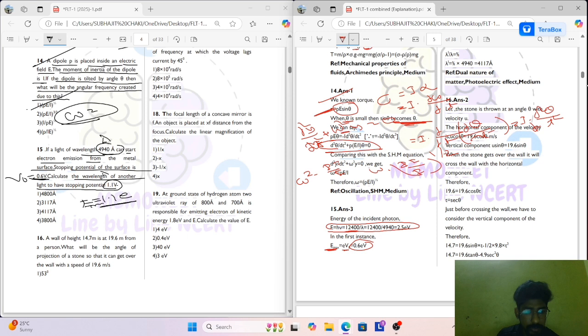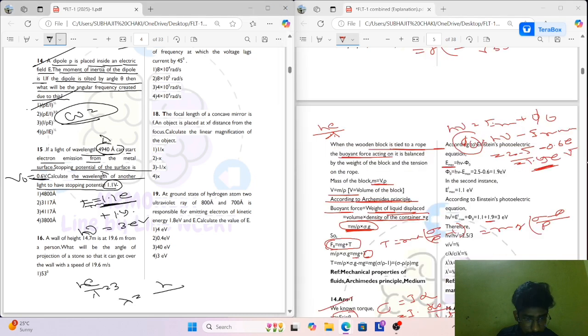As the metal surface is the same, their work function will be equal. In the second case the work function will be 1.9 eV, and you know that the maximum kinetic energy here is 1.1 eV. So to calculate the wavelength, just add them, and you will get 3 eV. That will be equal to the value of our h nu. From this you can calculate hc by lambda equals 3, that means lambda equals hc by 3, that is 12,400 divided by 3, which gives 4133.33 angstrom. Now take the nearest value, this will be our option answer.